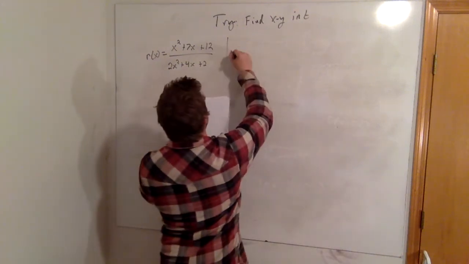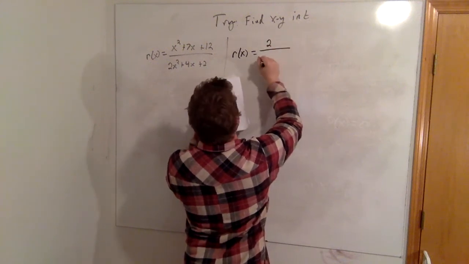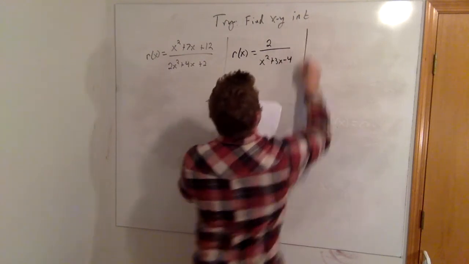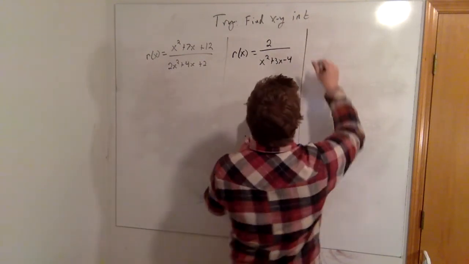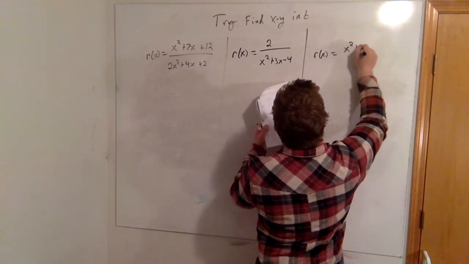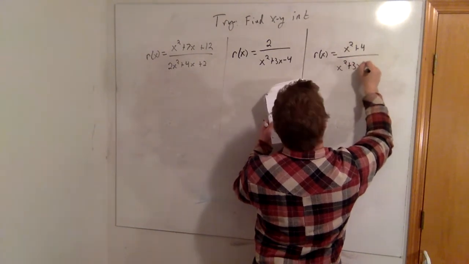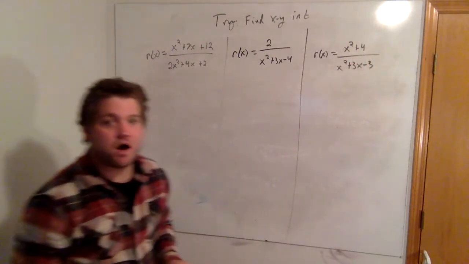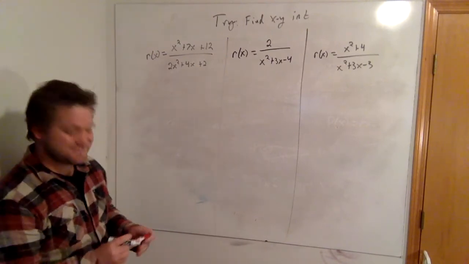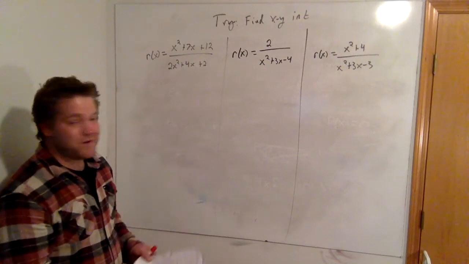The second one I want you to try: r of x equal to 2 divided by x squared plus 3x minus 4. And the last one: how about r of x equaling x squared plus 4 all over x squared plus 3x minus 3. Okay, go ahead, pause the video, and try to find the x and y intercepts for these 3 examples. Okay, let's go ahead and get started.